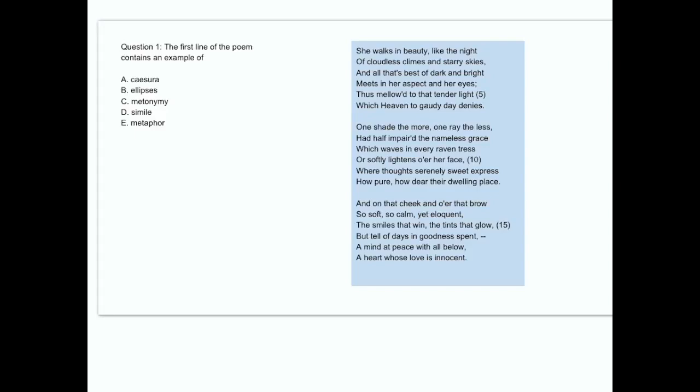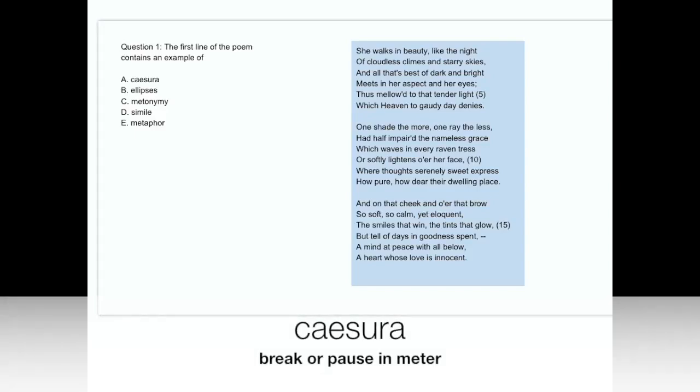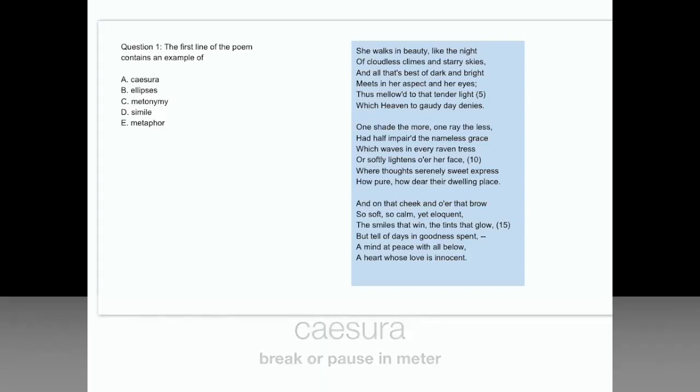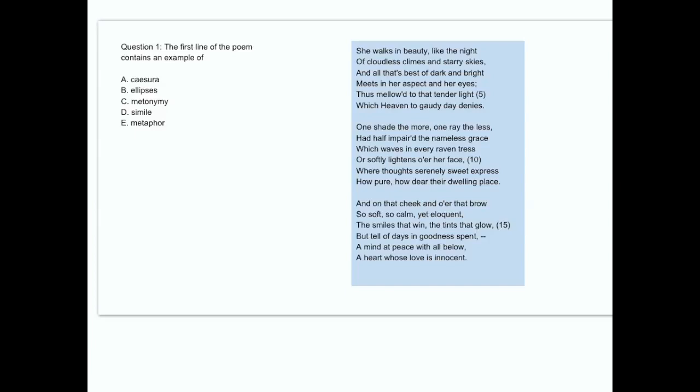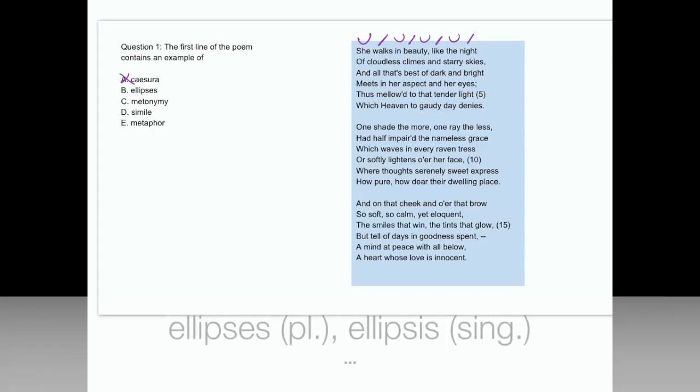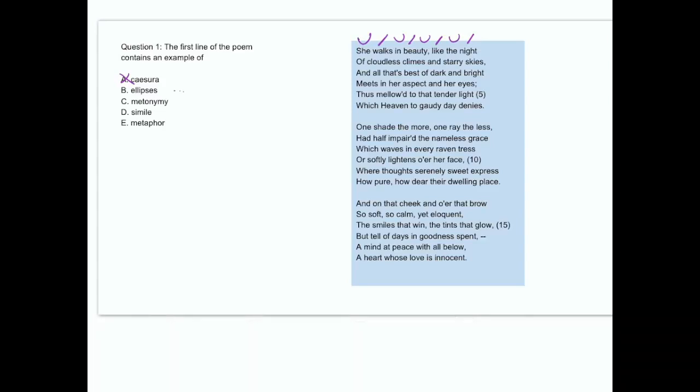A. Caesura. This is a break or pause in meter, and if you read over this line, you'll see that the meter is a consistent iambic meter. She walks in beauty like the night. So it's not A. B. Ellipses. This is referring to the three little dots like this that indicate a pause or missing words or a trailing thought or something like that. We don't have anything like that here.